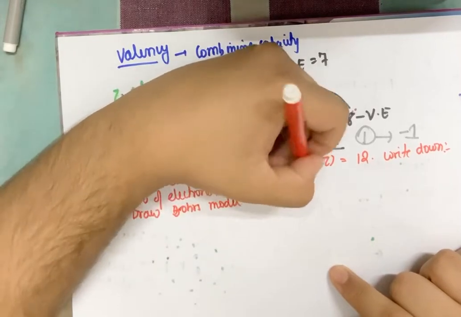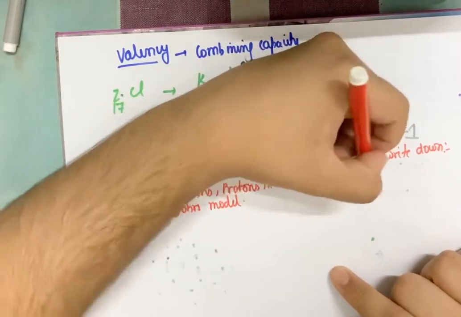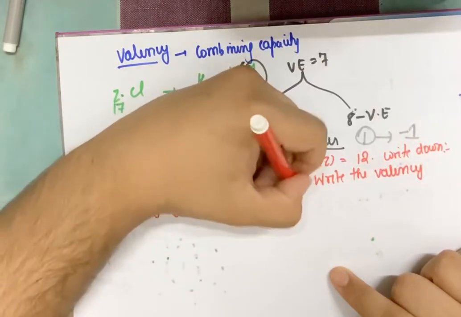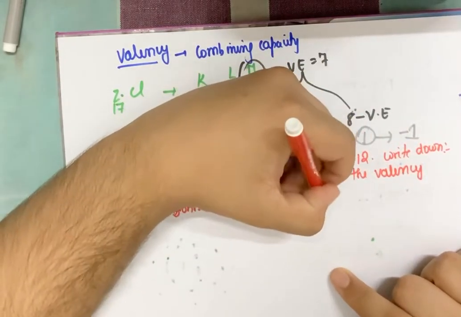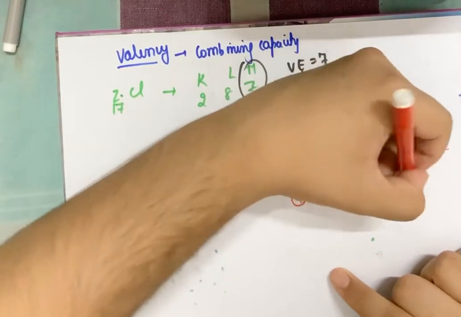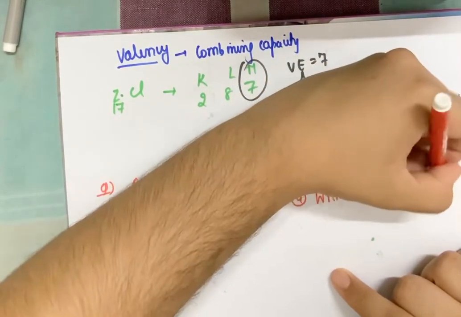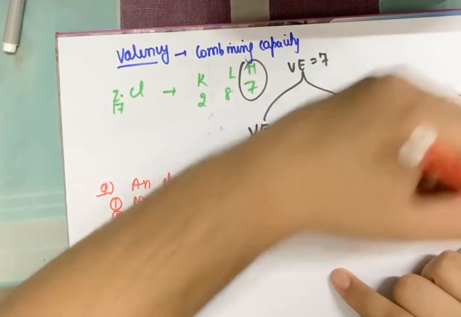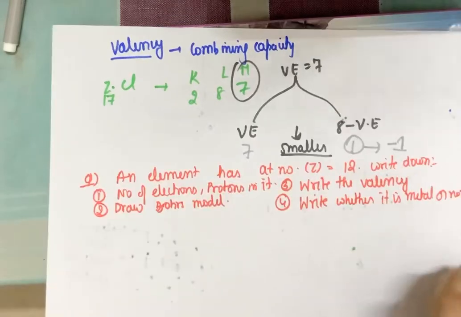Third, write the valency. And fourth, write whether it is a metal or non-metal. Okay, these are the questions I have been given. So let me see how to go about it.